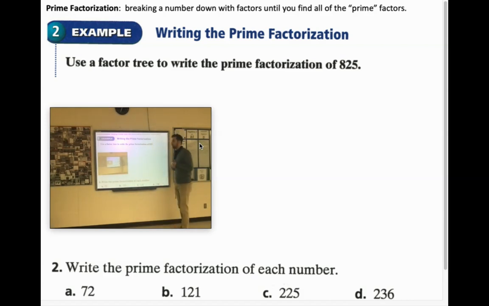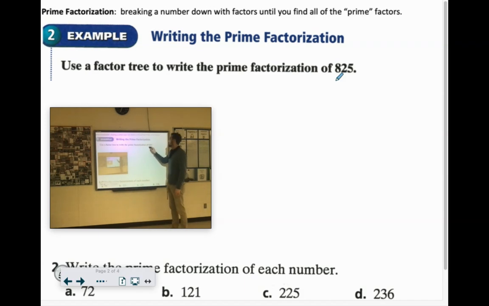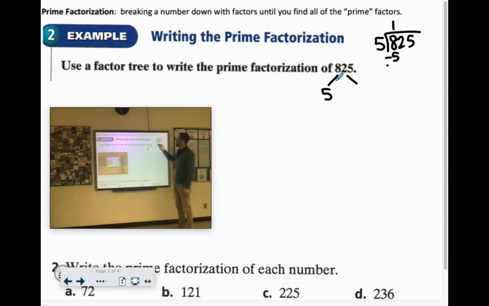So 825, you can pick anything you know that goes into 825. So let's say you're like, oh, well, my divisibility rules, I know that 5 goes in there, so we're going to split it like a little tree. 5 times, let's see, 825 divided by 5. 5 goes into 8 once. We subtract 8 minus 5 is 3, bring down the 2. 5 goes into 32 6 times. And then we bring down our 5, and it goes into 25 5 times. So 825 is 5 times 165.